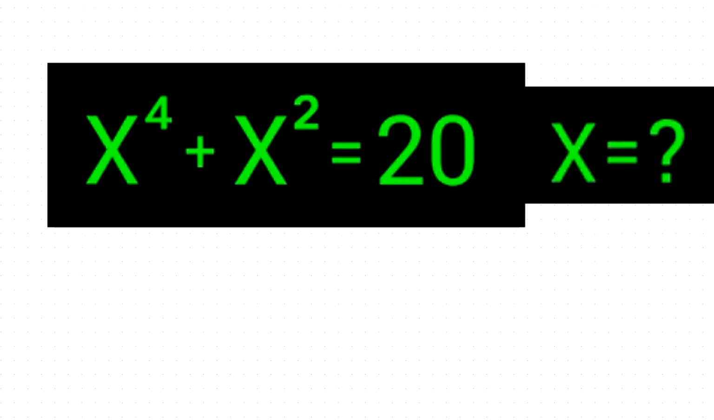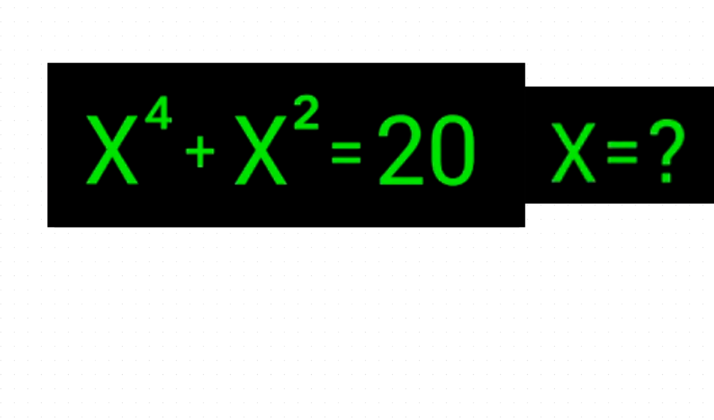In this question, you've been asked to find the value of x. x to the power of 4 plus x squared is equal to the given value. This is what you're being given, and you're required to find the value of x.